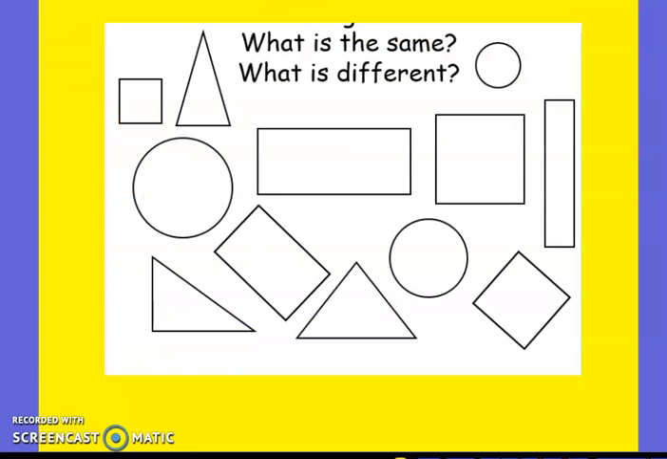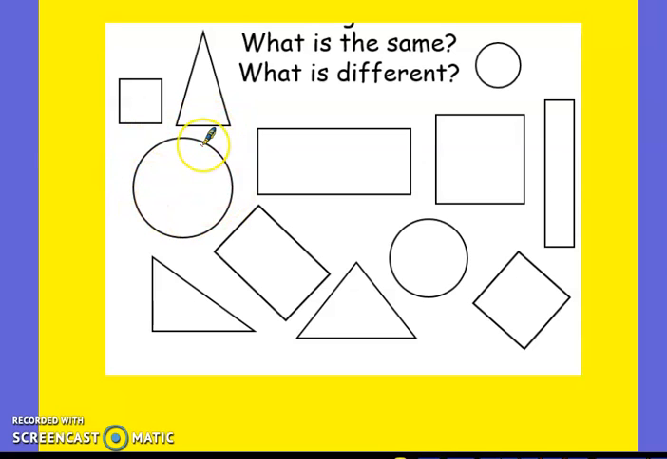Okay, let's have a look at these shapes. So what's the same and what's different? Got lots of different shapes there. We've got some rectangles, and they're similar to the squares in that they've got 4 edges, 4 straight sides, 4 corners. They're not the same as a square because a square's got all its sides the same length, and a rectangle has 2 sides longer than 2 short sides, but they are similar.